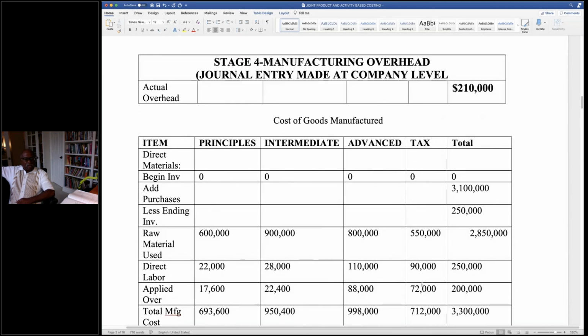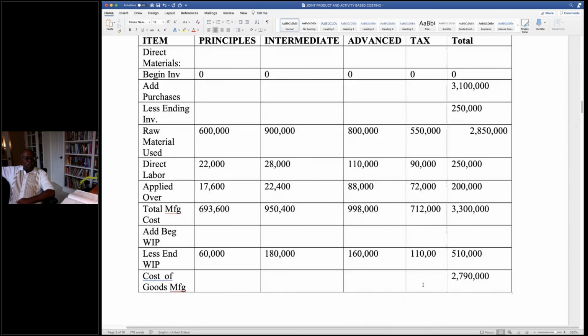Okay, so go up a little bit. Yeah. So put your cost of goods manufactured numbers in on the bottom. So 579,600. 770,400. 838. And 602,000. And add them across. See if you get that number.